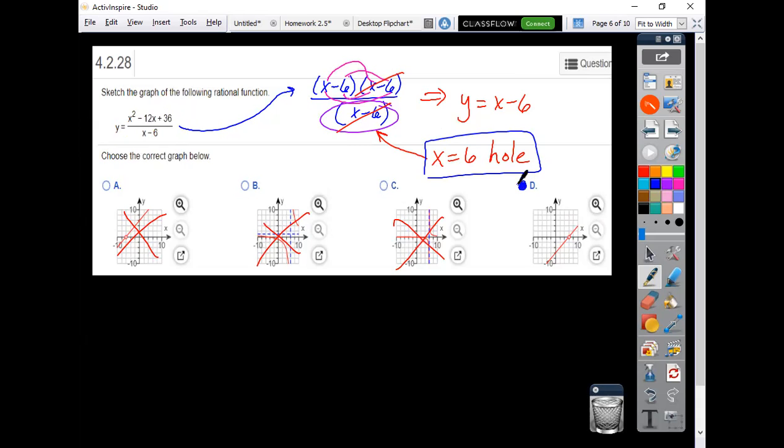4.2.28. Rational functions, asymptotes, holes, x-intercepts, locations of the graph. And you know, just know you can always grab Desmos or something to help you double check your work.